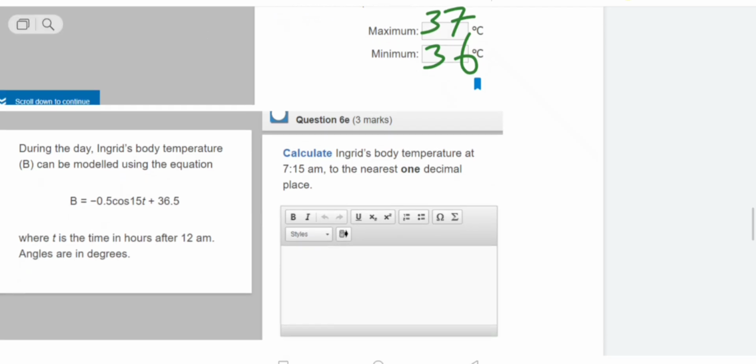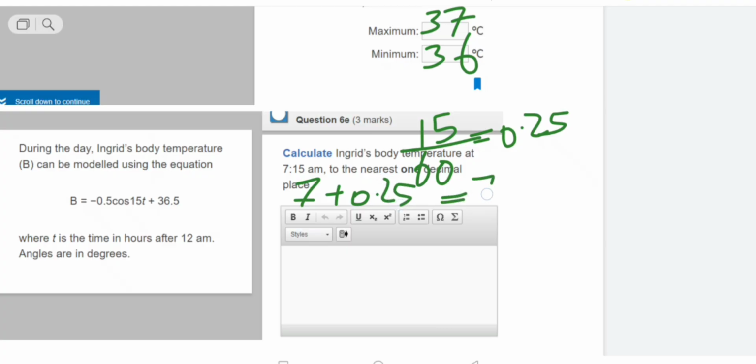Next, E part. Calculate Ingred's body temperature at 7:15. During the day, Ingred's body temperature can be modeled using this equation. They gave us the equation. In the equation, t means the time, which is here, 7 a.m. At 7:15, the 15 is minutes, so we need to convert it into hours. 15 divided by 60 is equal to 0.25. So 7 plus 0.25 is equal to 7.25.